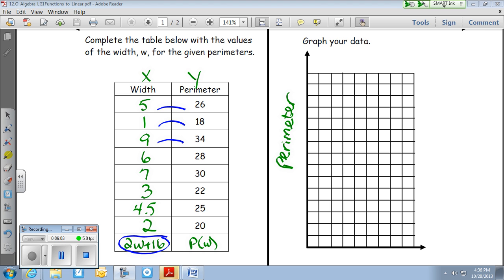I'm going to do a scale of every 2, and we'll just see how that goes. So go ahead and make your graph using the scale of 2 for your y's and 1 for your x's. So go ahead and fill that out. We're going to have a little bit of room up top, but that's okay. Not bad. Going up to 34. And then my width down here at the bottom can go by 1s.